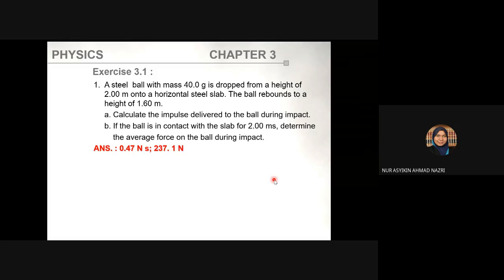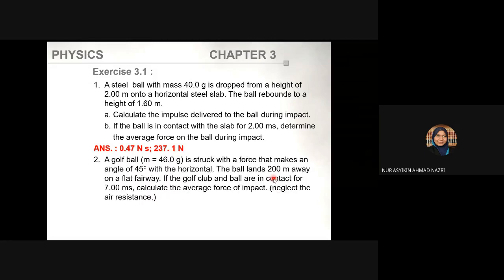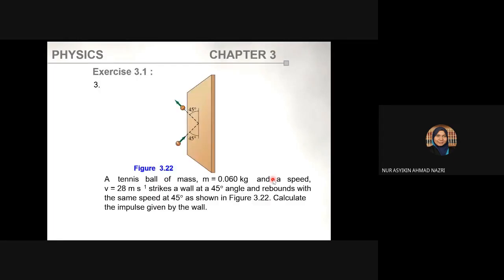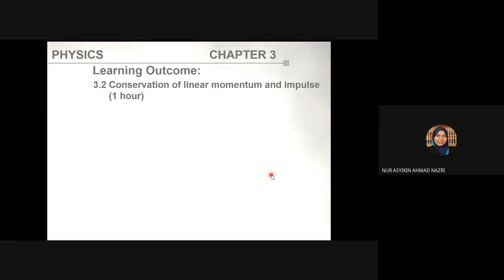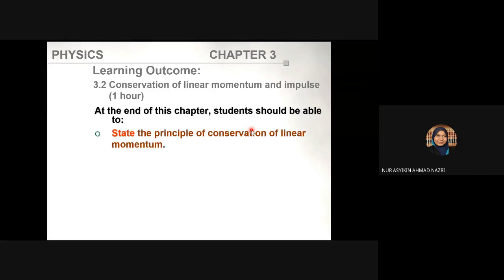Okay. And then simple je lecture kita hari ni. Lagi satu kita ada conservation of momentum. Right? So we have learned about conservation of linear momentum and impulse. Okay. Alright, so this is your learning outcome.